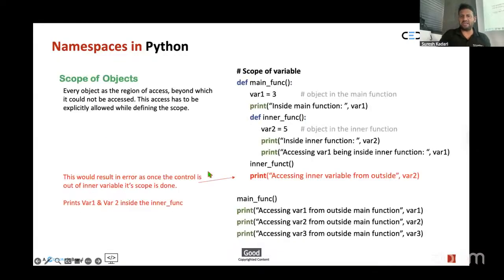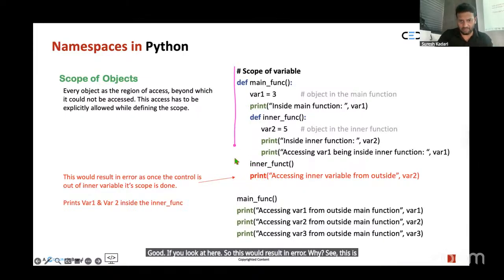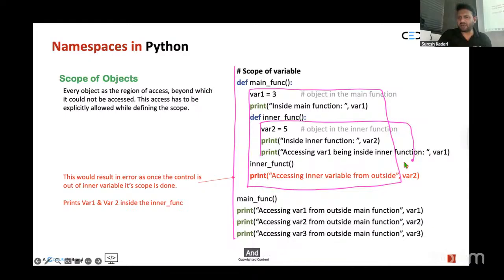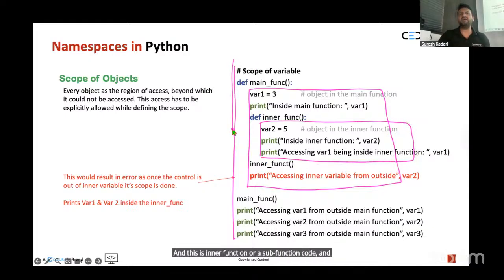Good. If you look at here, this would result in an error. Why? See, this is the main program. Inside this, I have an inner function, and this is one more. So this is the main function's code, and this is the inner function or sub function code. In the main program, we always define the function first. What is the hierarchy? You define the function first, then you call it. It's not the other way. Without having a function, you cannot call it.